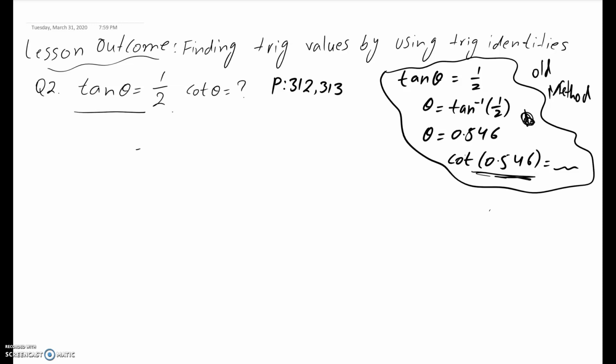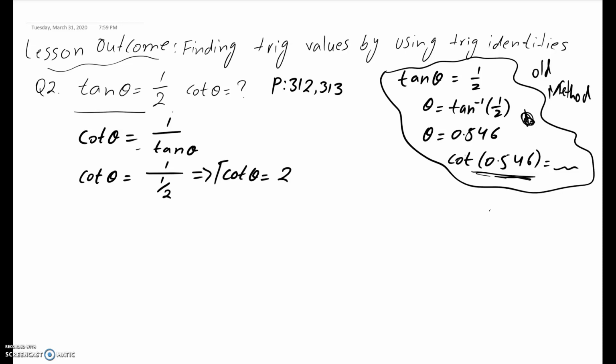According to our reciprocal identity, cot theta equals 1 over tan theta. Now look, the tan theta value is given. Let's substitute that value. Cot theta equals 1 over 2. When you simplify it, it becomes cot theta equals 2. That's it. This is your answer. This is called finding the cot value, or any trigonometric value, by using trigonometric identities.